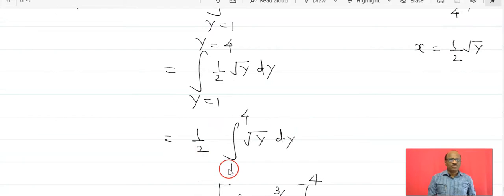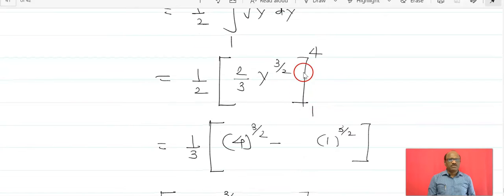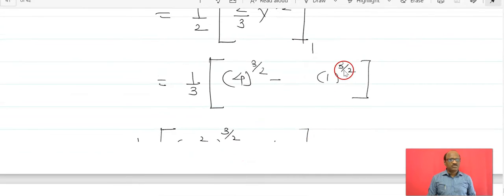Take 1 upon 2 as common, that is the integral from 1 to 4 of root of y dy. The integral of root y is y raised to 3 by 2 upon 3 by 2, or it becomes multiplied by the reciprocal, 2 by 3 here. Lower limit is 1, upper limit is 4. Substitute y is equal to 4 here, upper limit minus lower limit. Here again one more thing is that this 2 gets cancelled, and then you will get 1 by 3 [4 raised to 3 by 2 minus 1 raised to 3 by 2].